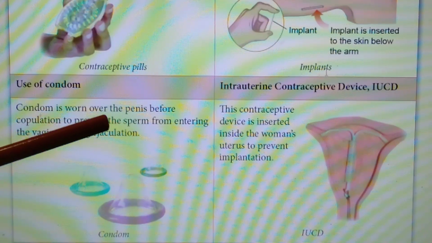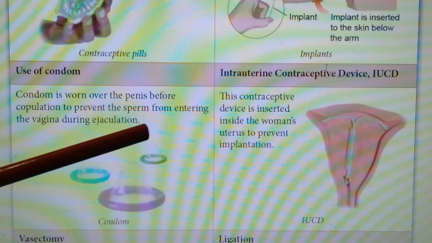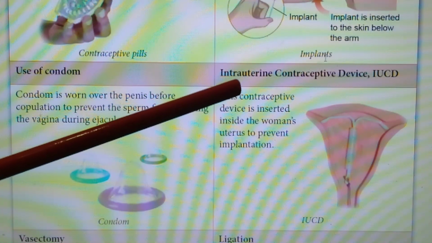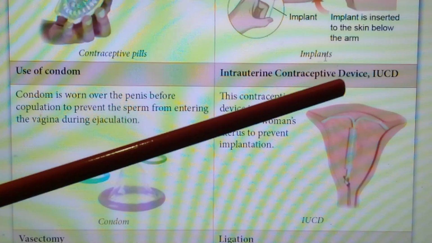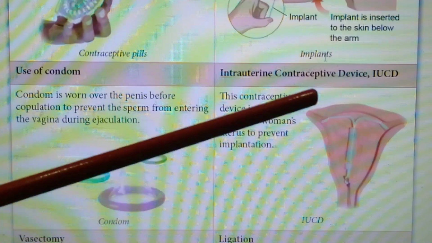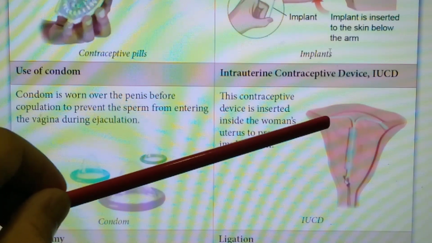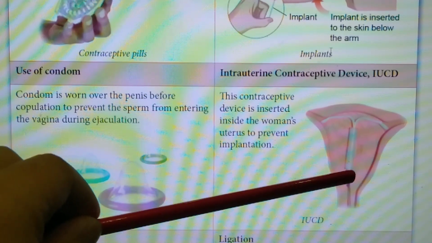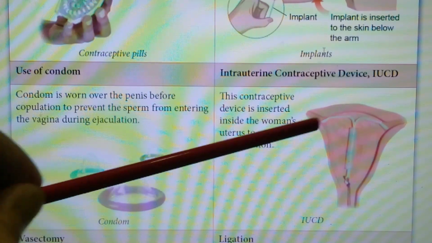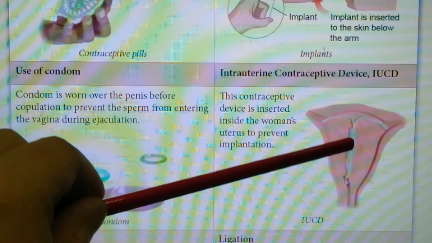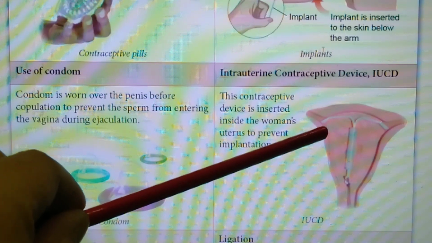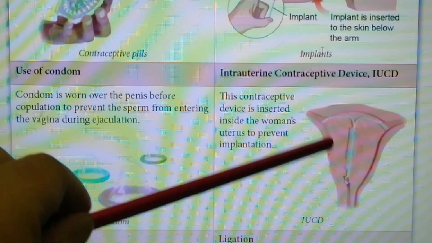Next is by using a condom. A condom is worn over the penis before copulation to prevent the sperm from entering the vagina during ejaculation. The fourth one is what we call the intrauterine contraceptive device, IUCD. This contraceptive device, as shown here, is inserted inside the woman's uterus to prevent implantation. You can see this is the device. So it will prevent the process of implantation on the surface of the uterus.